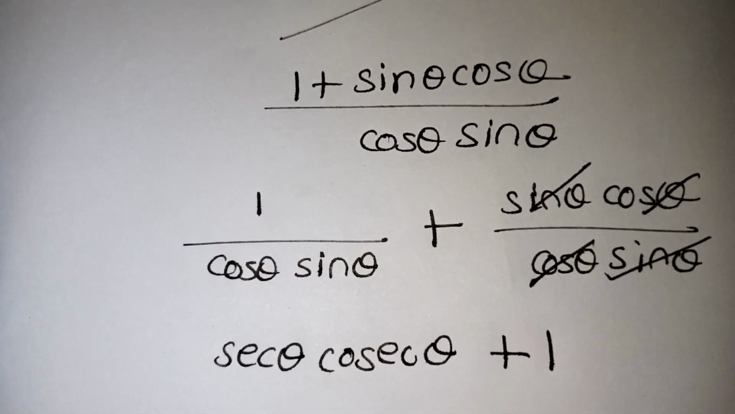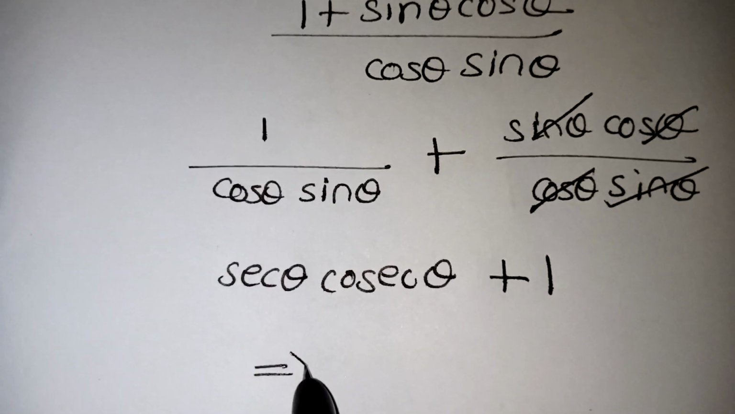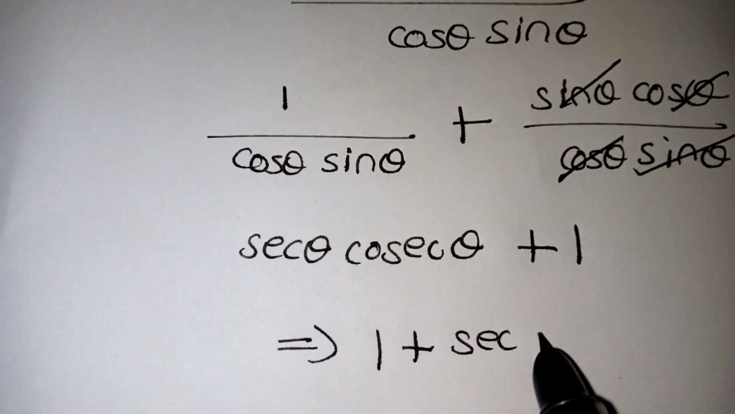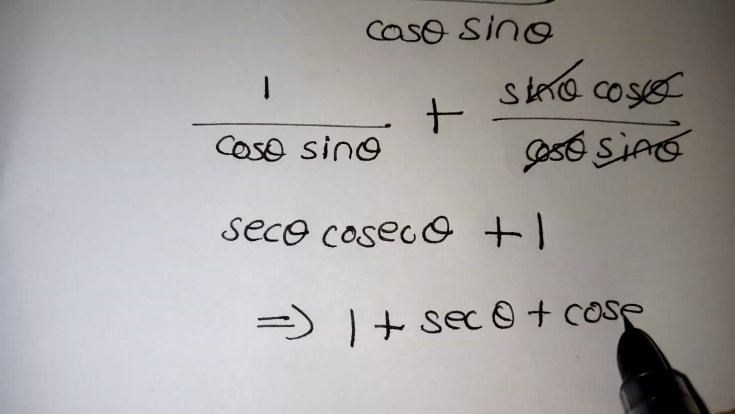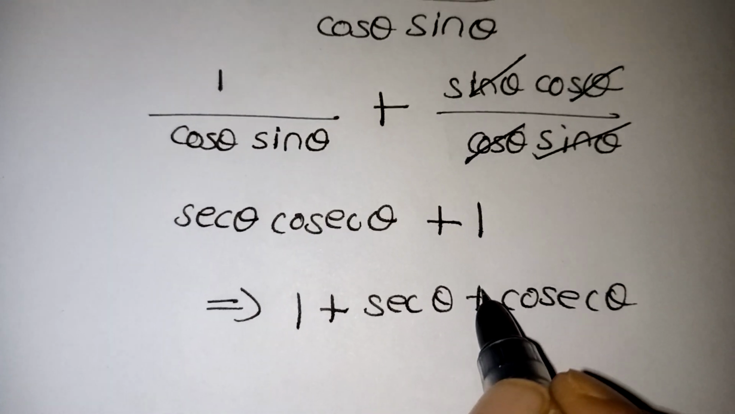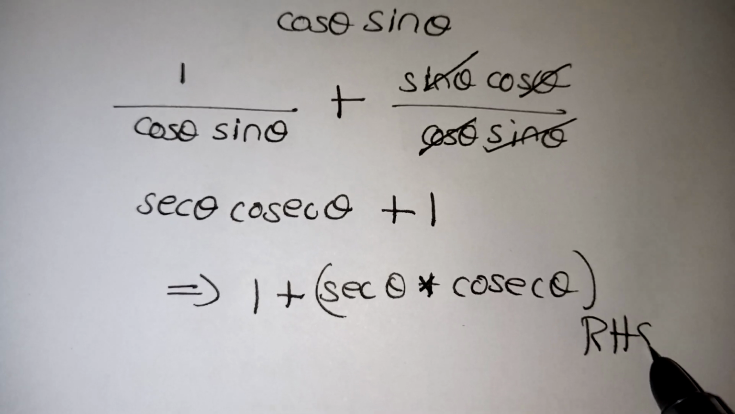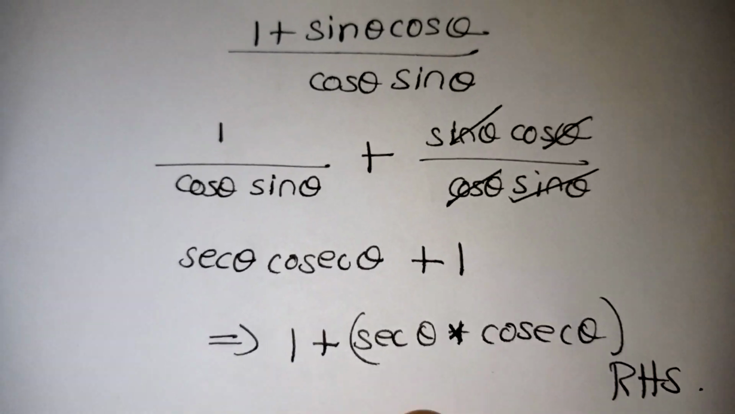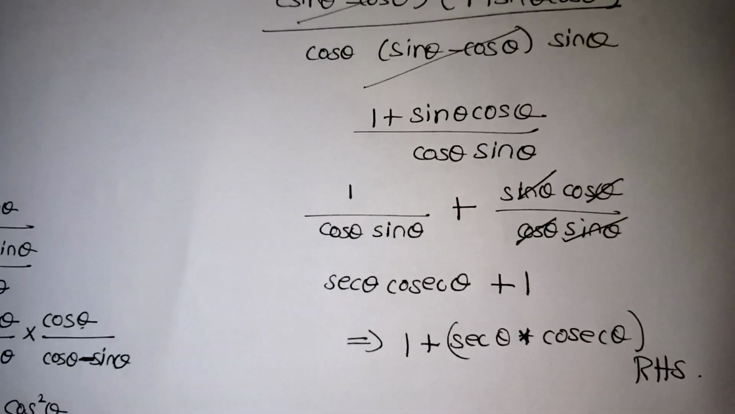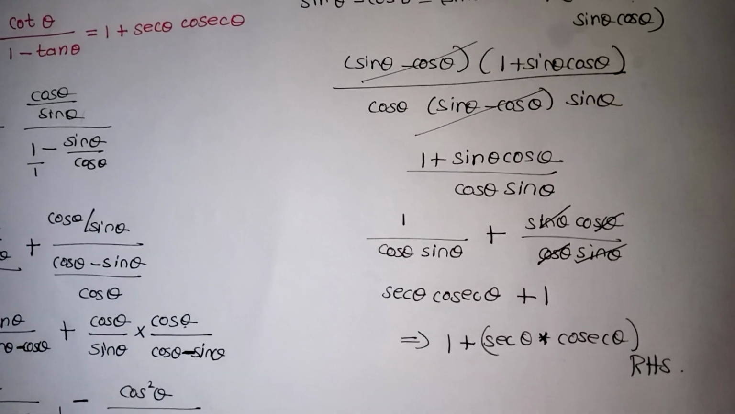So this is your right hand side. Right hand side value in your book they have given as 1 plus secant theta plus cosecant theta. So we reached secant theta into cosecant theta actually. So this is your RHS value. So we have taken the LHS, we have come out with the RHS value. So that is your correct proof for the given question.